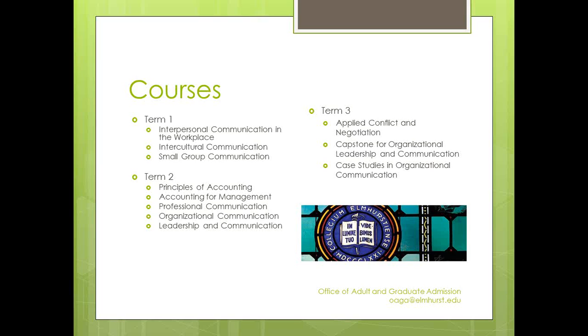Taking a look at term 3, got some conflict and negotiation. Yeah, it's fun to sit around and fight with one another at work, but sometimes we do need to negotiate through that kind of conflict. And how does that happen?